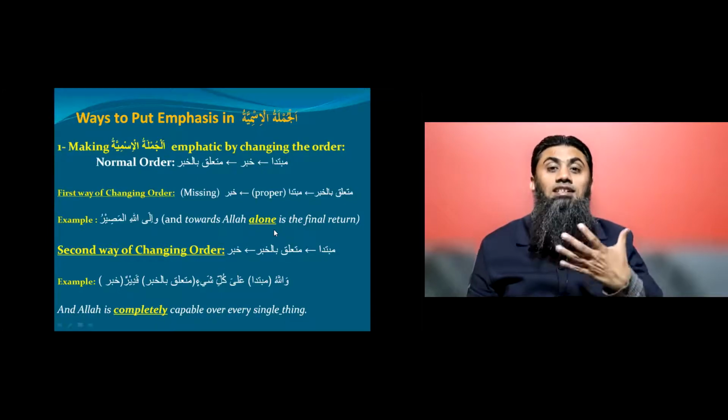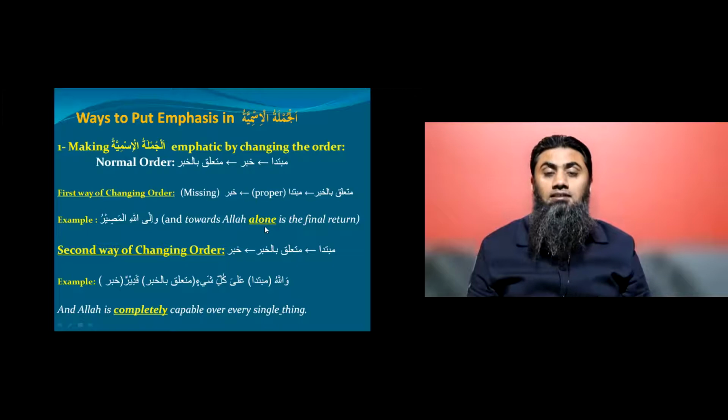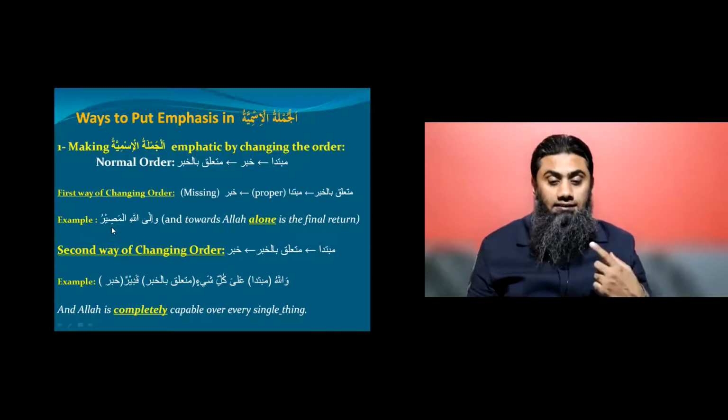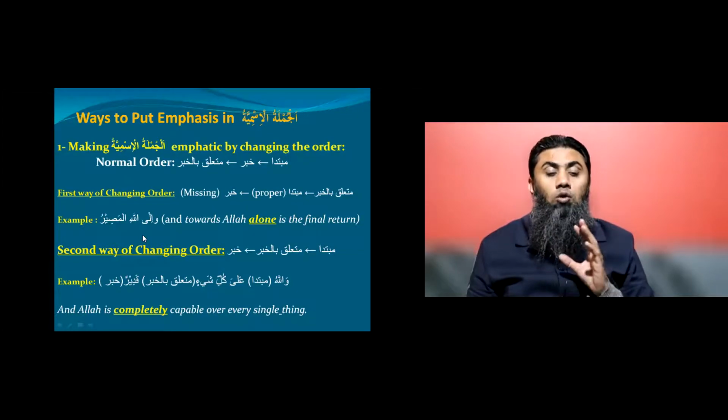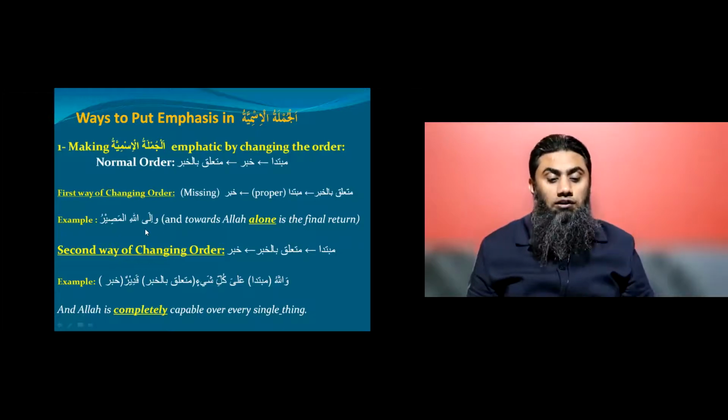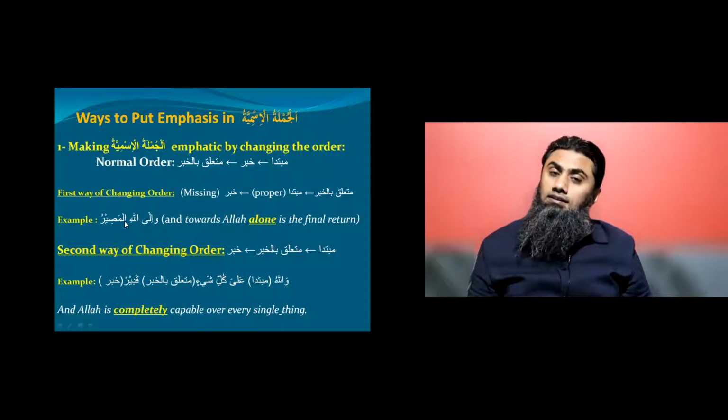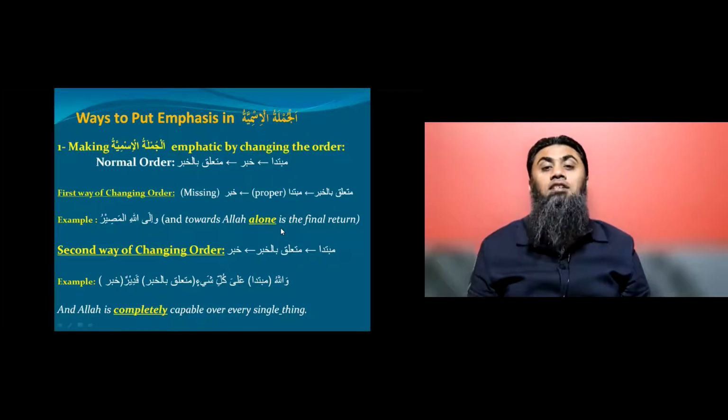This exclusivity and emphasis, which you translate as alone, how did you get this one? Because there's no word here for alone. The reason is this one, because when you change the order, you bring muta'alliq bil khabar first and then mubtada, and as you can see, there's no khabar. So all the conditions are fulfilled. So that's why you get in the translation this word alone. Even though the word to word translation is and towards Allah is the return, you get this emphatic translation. Why? Because of the change of order.